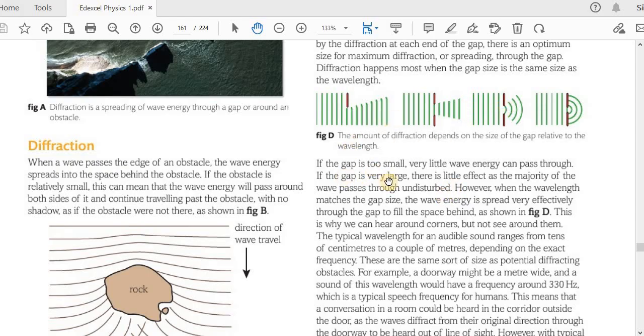Okay, so if the gap is too small, very little wave energy can pass through. If it's very large, there is little effect, so the gap should be equal to the wavelength of the waves for optimum diffraction. However, when the wavelength matches the gap size, the wave energy is spread very effectively through the gap to fill the space behind, as shown in figure D. This is why we can hear around corners but not see around them.